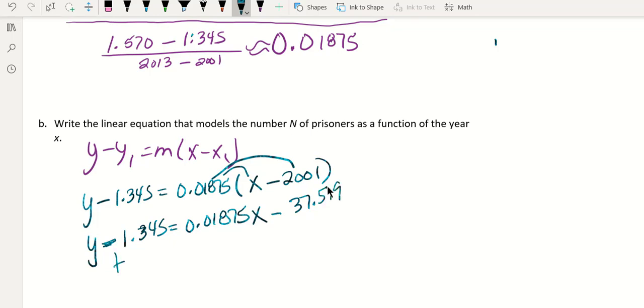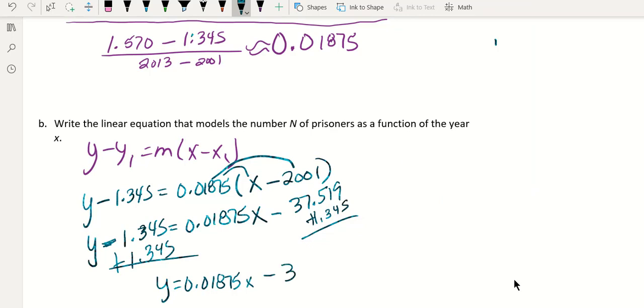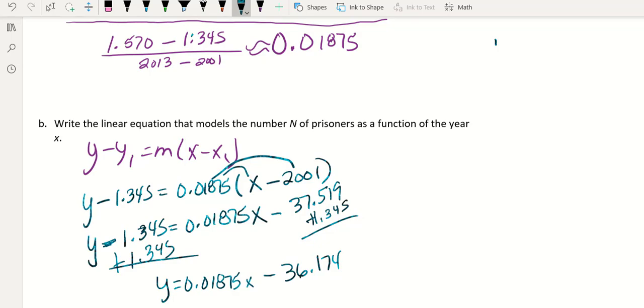Now we get to add 1.345 to both sides. And then y equals 0.01875x, and then we take that number and make it negative 37.519, plus 1.345 gives me negative 36.174. And then that's it.